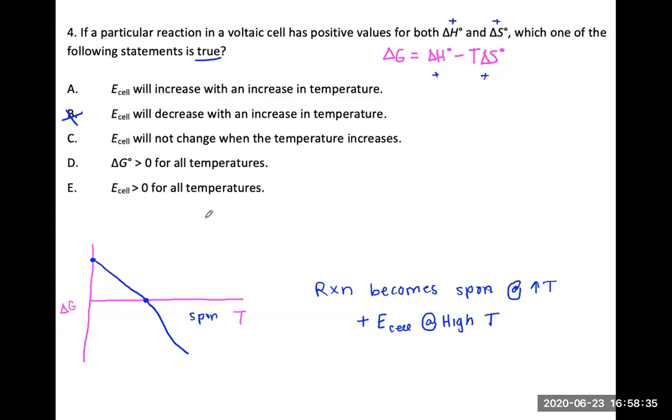C, E cell will not change when the temperature increases. And that's not going to be true, right? We know temperature changes how reactions proceed. Here it says delta G is positive for all temperatures. And that's not going to be true either, right? We can see this crossover point here. And then E says the cell potential is going to be positive for all temperatures. And that's not true, because below whatever this temperature is, this is going to be non-spontaneous, and we'd have a negative E cell in that region. That just helps reaffirm that A is the correct answer.